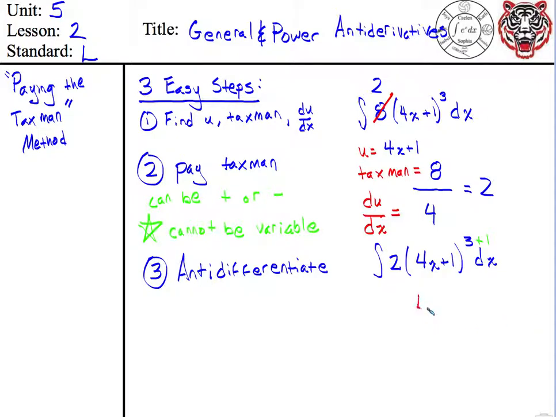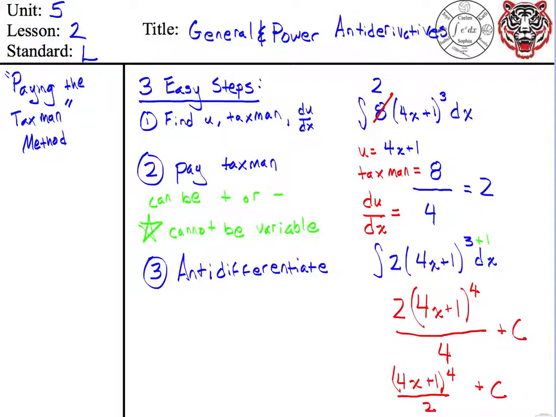Now that we've anti-differentiated, it's going to be 4x plus 1, all of that to the power of 4 because we added 1. There's still a 2 there, and I'm going to divide down. This power comes down to become a 4. Simplify this, and it becomes 1/2. We can write that a few different ways. You can write the 1/2 out in front, or you can do 4x plus 1 to the power of 4, all of that divided by 2. We're forgetting something. Plus C. There it is. And that's our answer. That's paying the tax man.